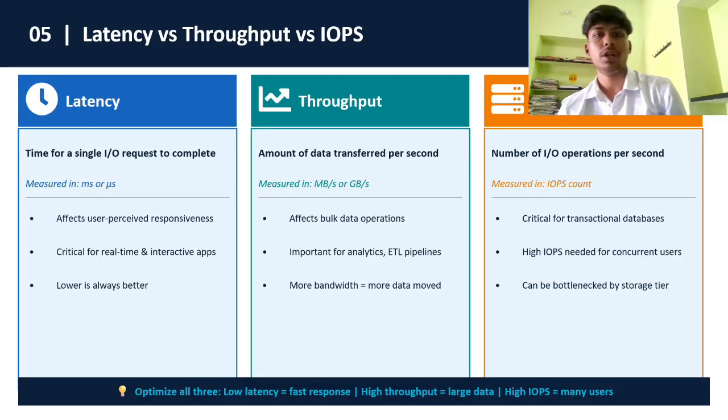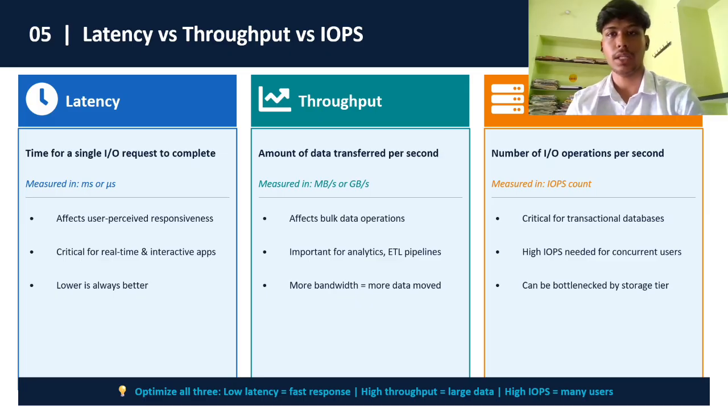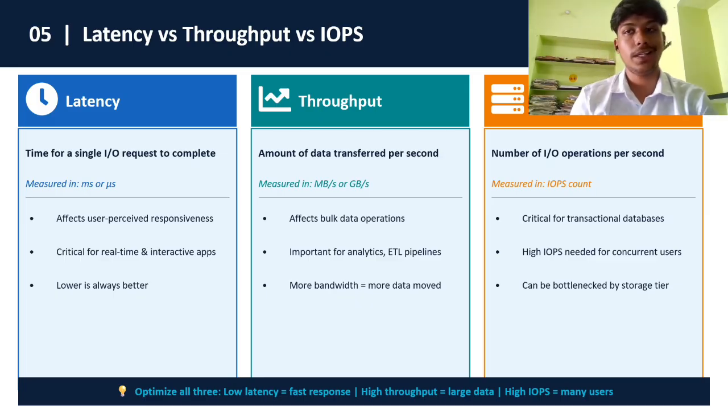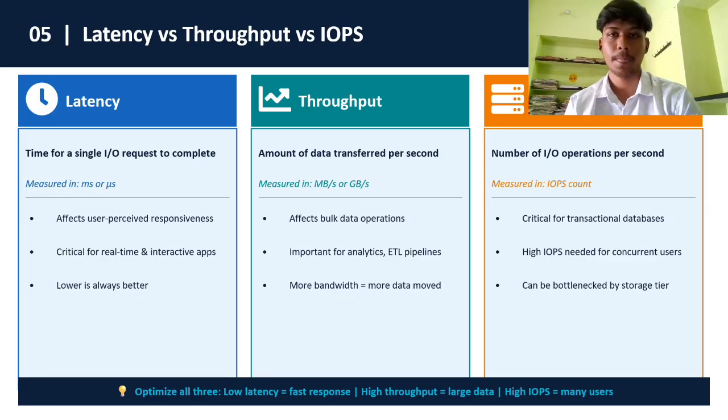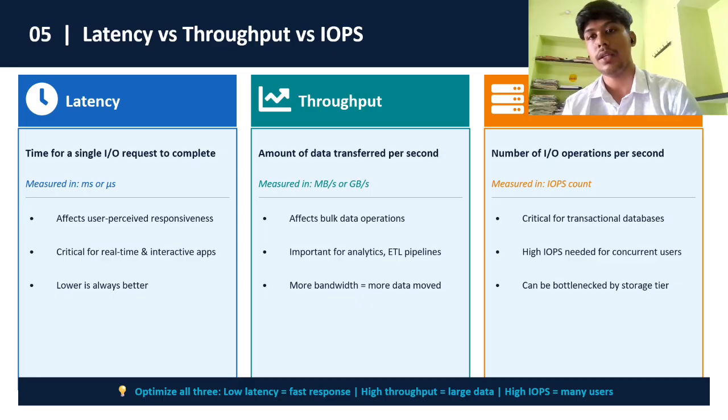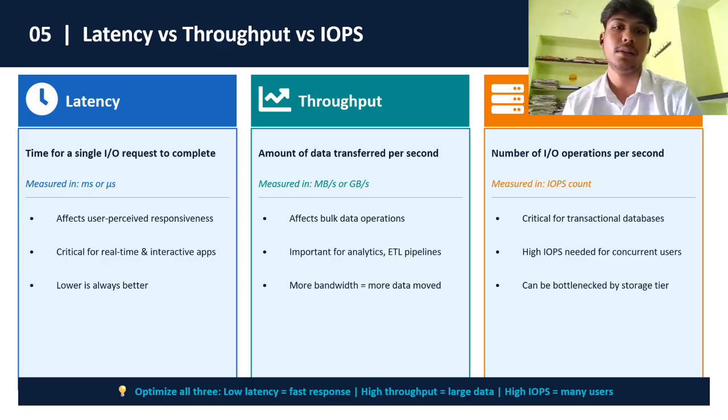Throughput is the amount of data transferred per second. This is the total amount of data that can be transferred per second. It is measured in megabytes or gigabytes. This matters when you are moving a large amount of data, like video streaming, data analytics, bulk file transfer. High throughput means you can move more data in less time. So throughput should be higher for our users.